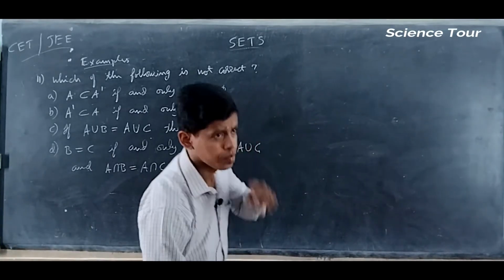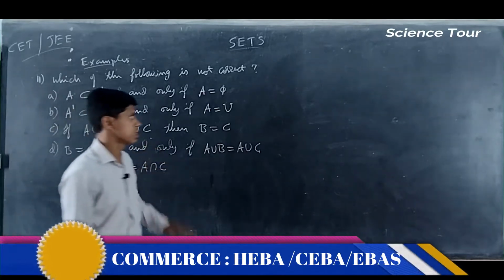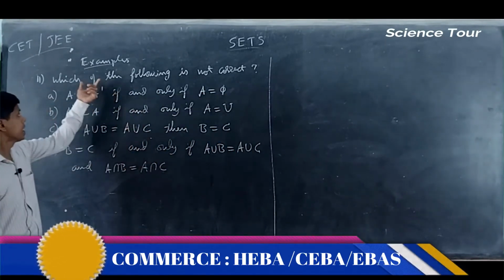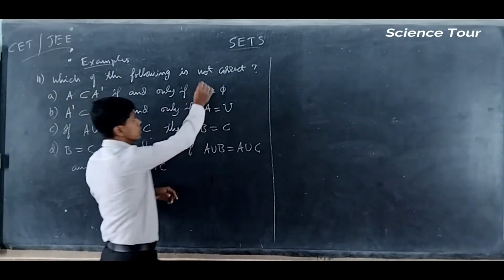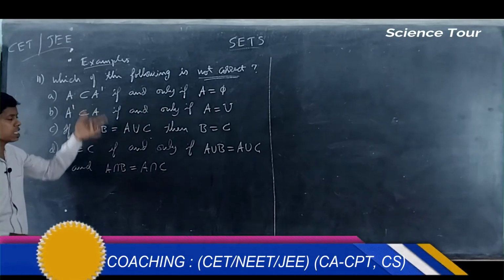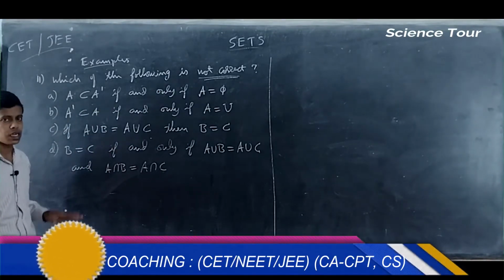Then understand the concept of the complement as well. Let's begin with an example. See, you have to identify which is not correct. So three things are correct, only one is not correct in this. So let's see which are correct and which is not correct.